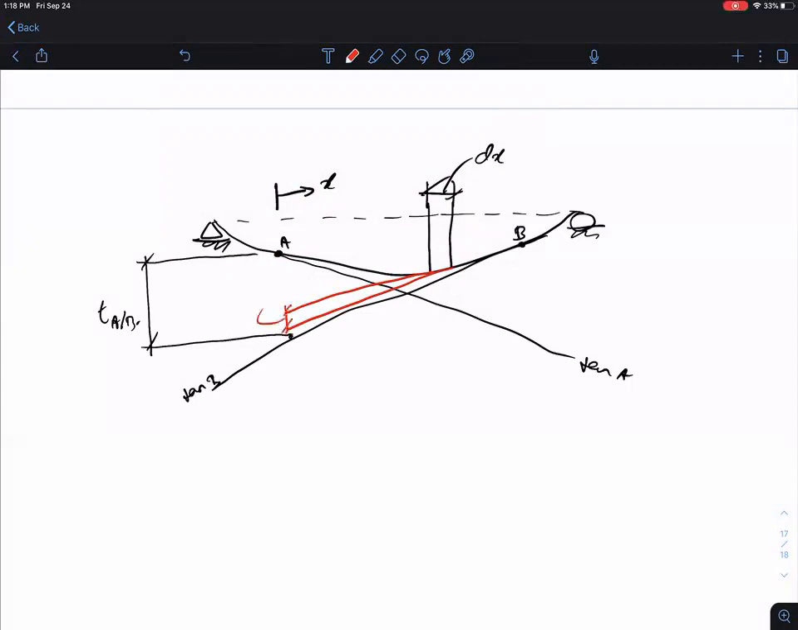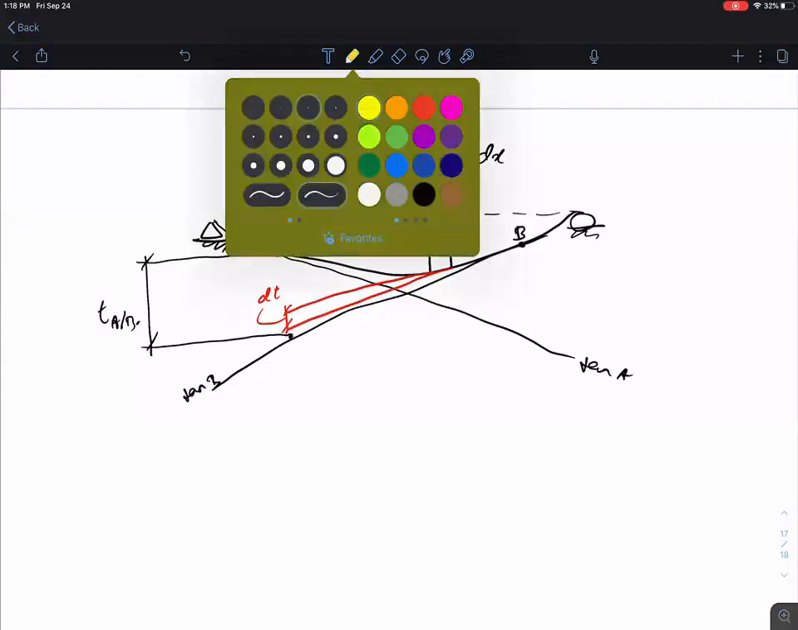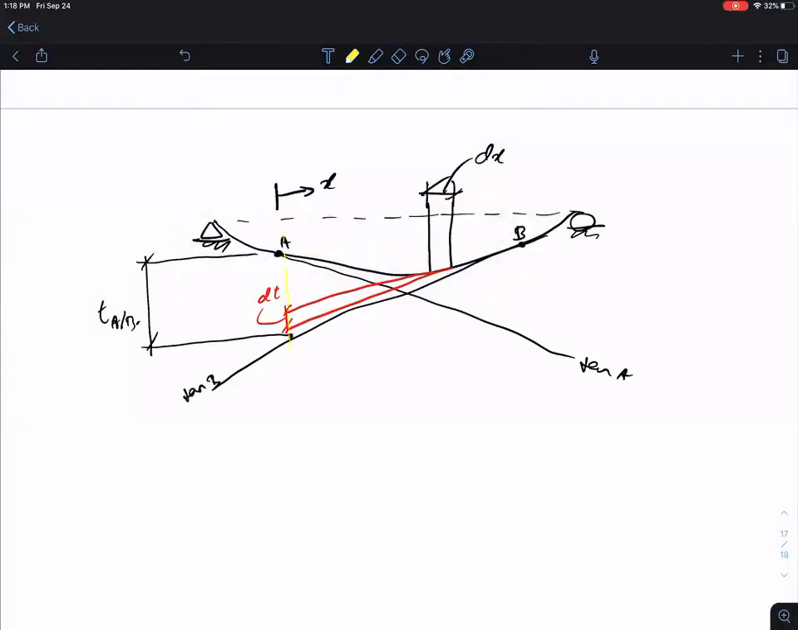And we'll call this distance dt. So dt in this case is the vertical deviation of the tangents on each side of dx. And this deviation is measured along the vertical line passing through A. All right, so it's measured along this vertical line.